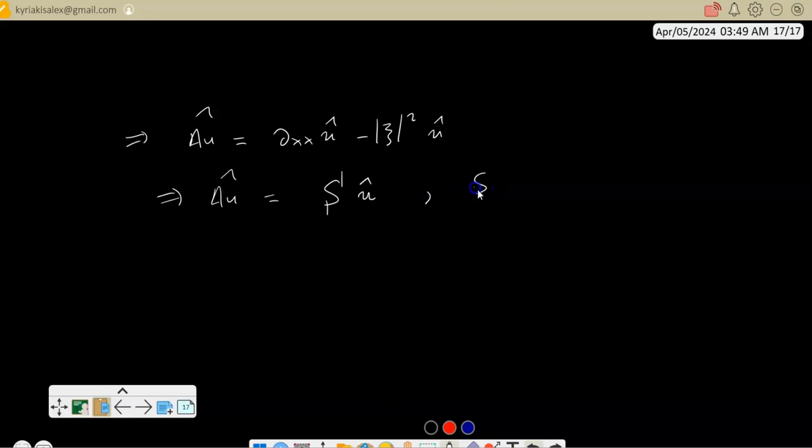So what I get is the following result: minus xi squared u hat. Now I can write it in the following way, that the Fourier transform of the Laplace operator is the S operator applied to the Fourier transform u, and S is just the second partial derivative with respect to x minus xi squared.